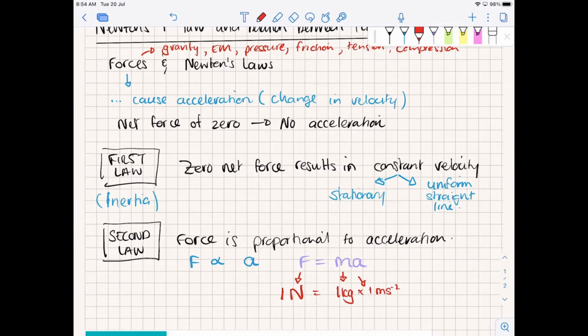Or alternatively, if you have an object of 1 kilogram and it moves at an acceleration of 1 meter per second squared, you will have 1 Newton of force. Newton's third law, we will save that for another day. So using our knowledge that force is equal to mass times acceleration, we can look at this in some mathematical context.